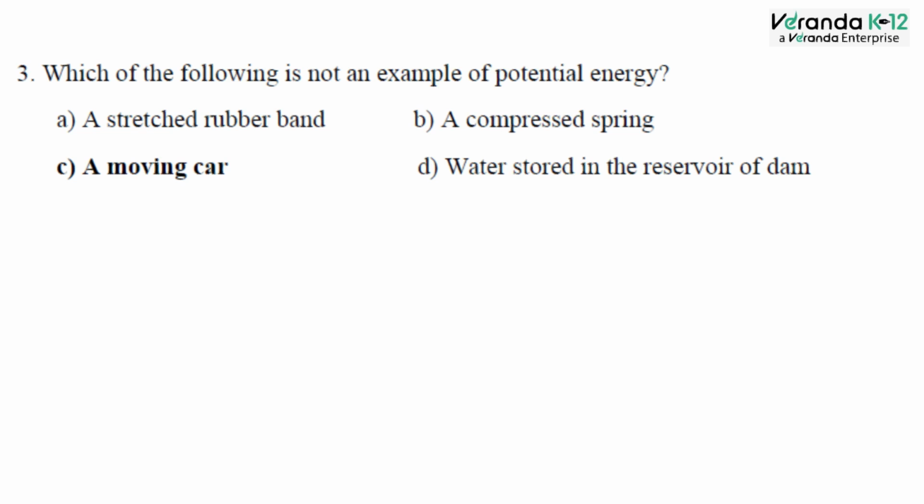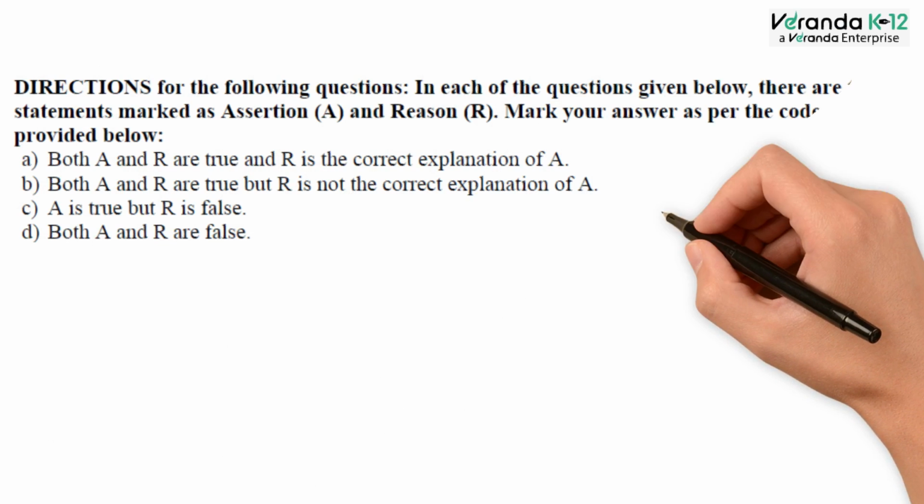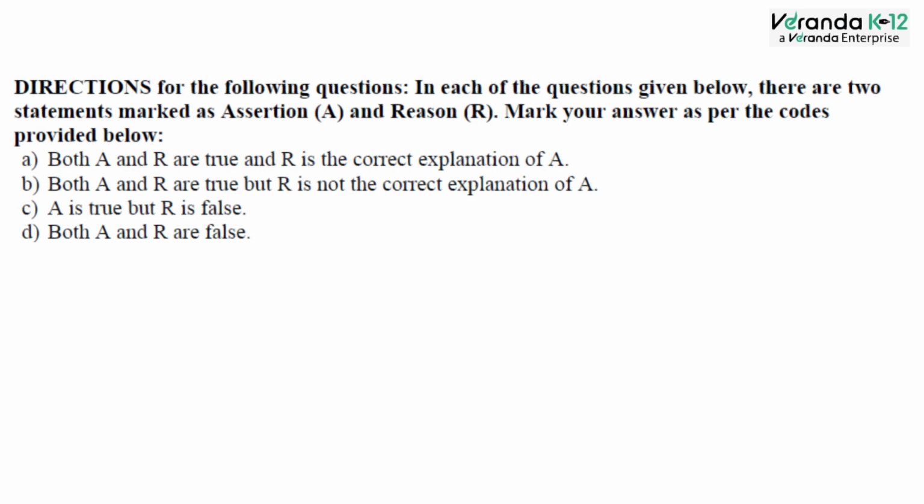And here come the assertion reason questions. The options are as follows: option A, both assertion and reason are true and reason is the correct explanation of A. Option B, both assertion and reason are true but reason is not the correct explanation of A. Option C, assertion is true but reason is false. Option D, both assertion and reason are false. So this is question number 4.